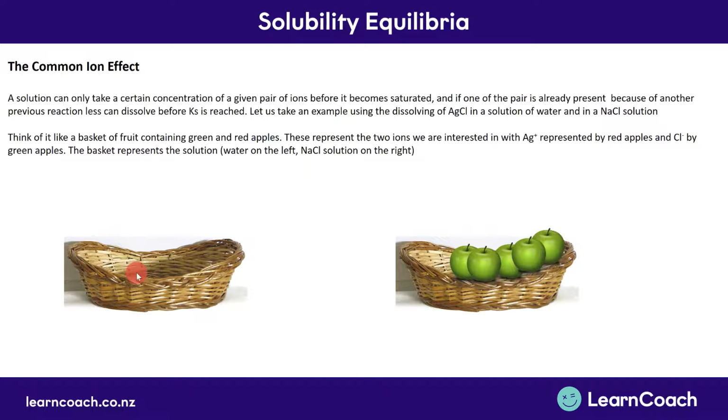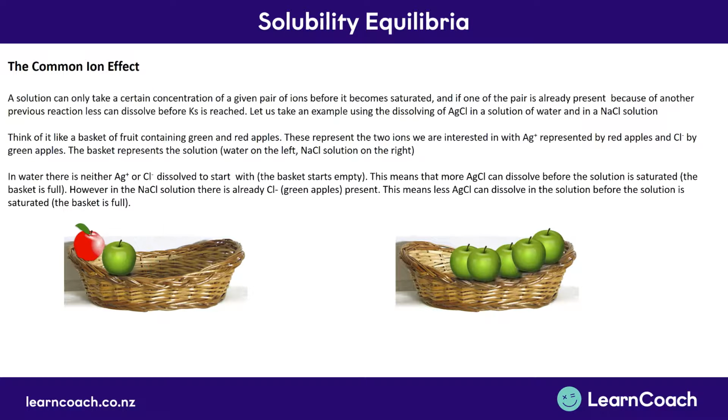This means we can add more AgCl's to the basket before the basket becomes full or the solution becomes saturated. So here I'm adding 1 AgCl to the solution and it's dissolving. I'm adding 2 AgCl's and that's dissolving in the solution too. I've added a third AgCl and it's dissolving in the solution as well. The solution is full up of AgCl's now, and so no more can dissolve. All the rest of the AgCl's that you add will stay as solids.